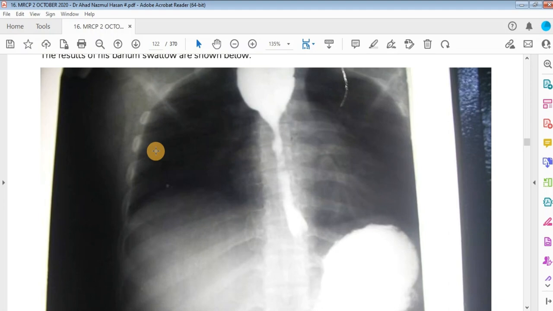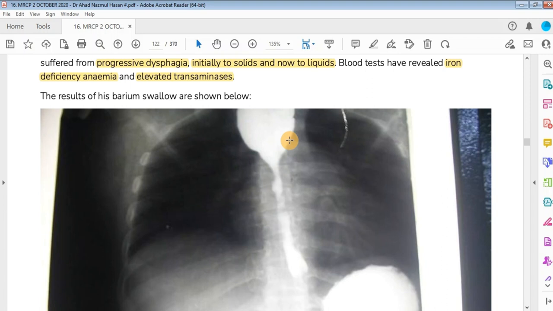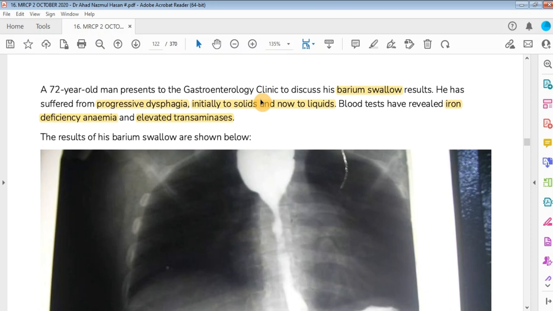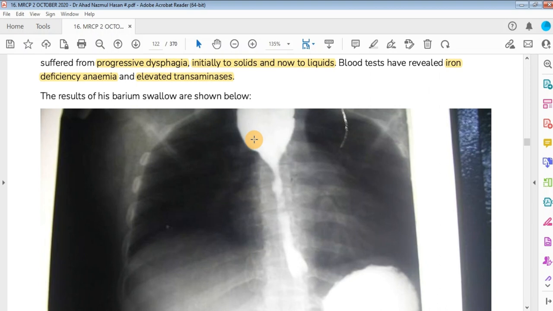underlying cancer. And if we look at the barium swallow X-ray here, then there's a bird beak appearance, and there is the irregular filling defect here. So bird beak appearance with irregular filling defects points towards the underlying esophageal cancer. And in case of achalasia cardia, patient will have progressive dysphagia to both solid and liquid. Patient won't have iron deficiency anemia or elevated transaminase. And the patient will also have the bird's beak appearance, but here, along this zone, it should be regular, and it will look like a funnel shape, not this type of irregular filling defect.